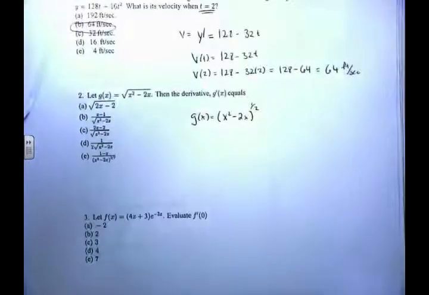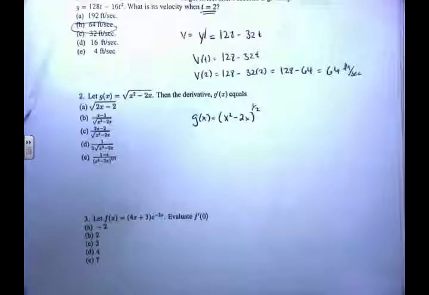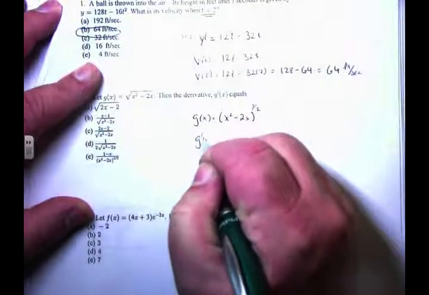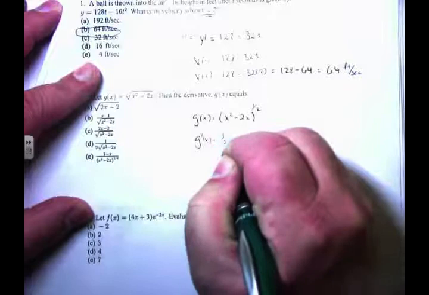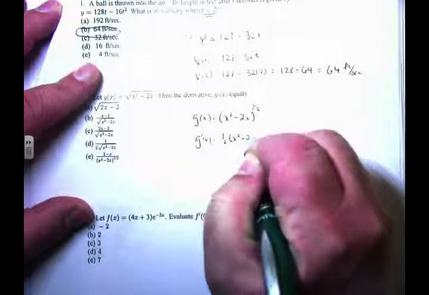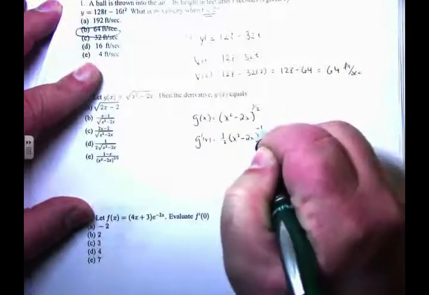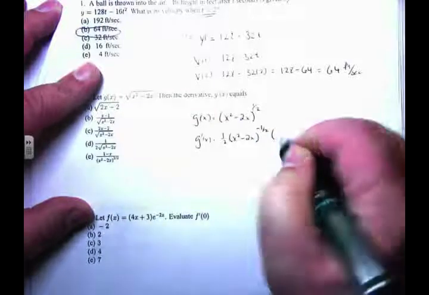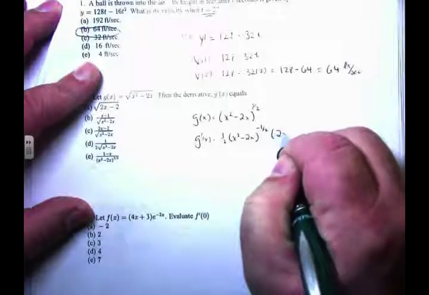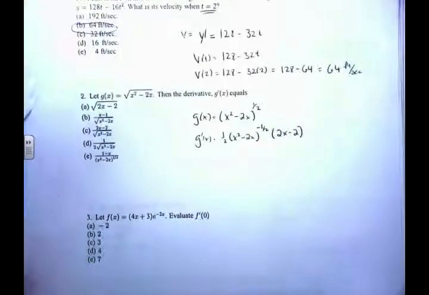I don't do square roots. What's a square root? Half a power. Look at this problem. Take your time. You got 3 hours. You don't have any place to go. Enjoy this. Sit there and look at this thing and go, okay, what rule am I going to use? Chain rule. Derive the outside, inside stays the same, times derive the inside. Derive the outside: the 1/2 pops out front, the inside, x squared minus 2x, stays the same, raised to the negative 1/2, times the derivative of the inside, which is 2x minus 2.